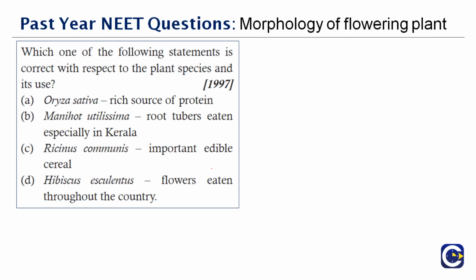Next question here. Which one of the following statements is correct with respect to the plant species and its uses? Okay, we have to analyze the statements here. Oryza sativa is a rich source of protein. No. Manihot esculenta, root tubers can be eaten especially in Kerala. Okay. Then you have Ricinus, then you have hibiscus flower eaten throughout the country. Ricinus communis is an imported edible cereal. See, Oryza sativa, what is it actually? It is rice, right? And Ricinus communis is castor.